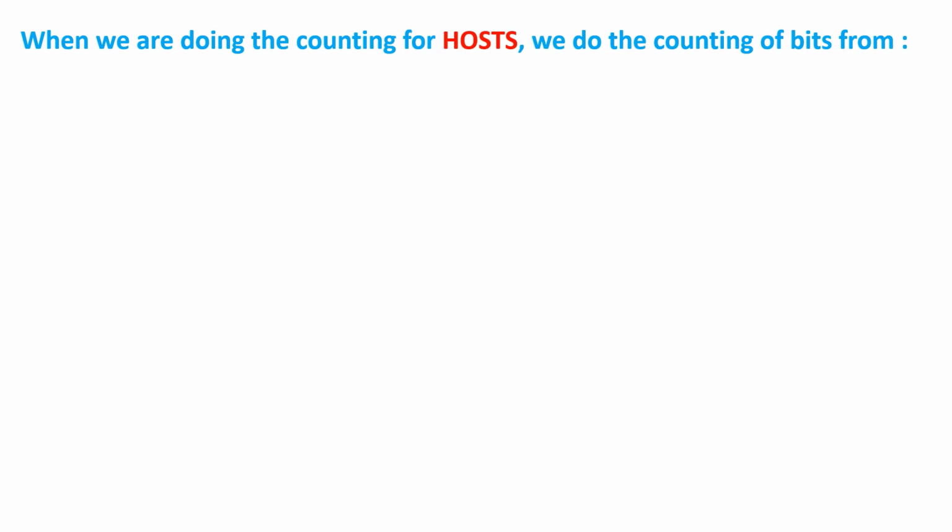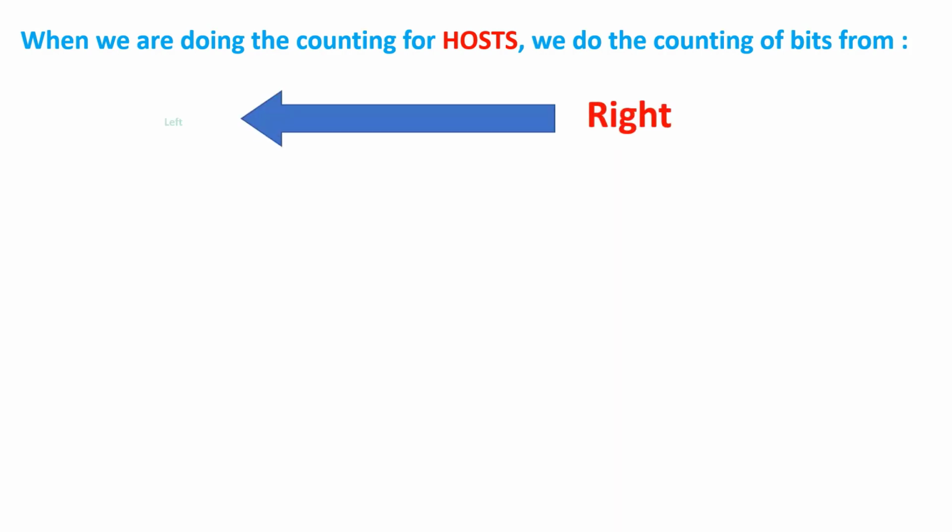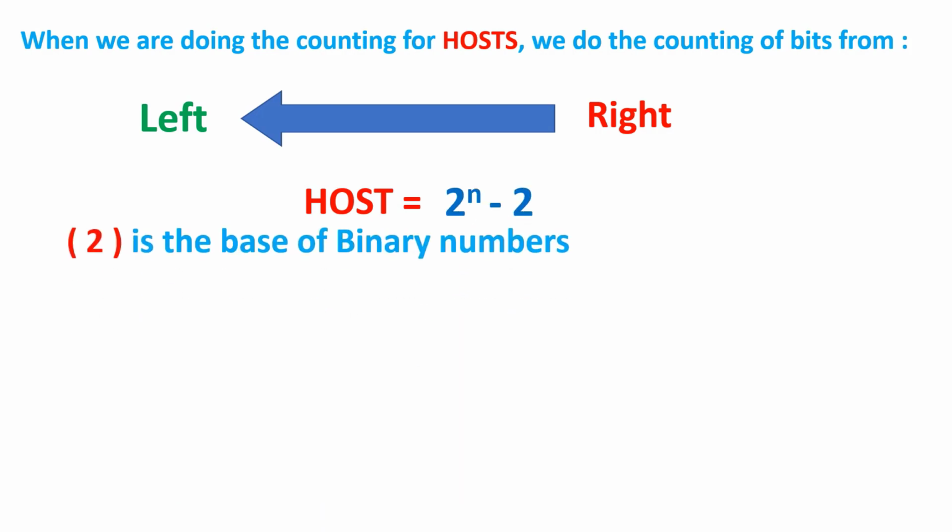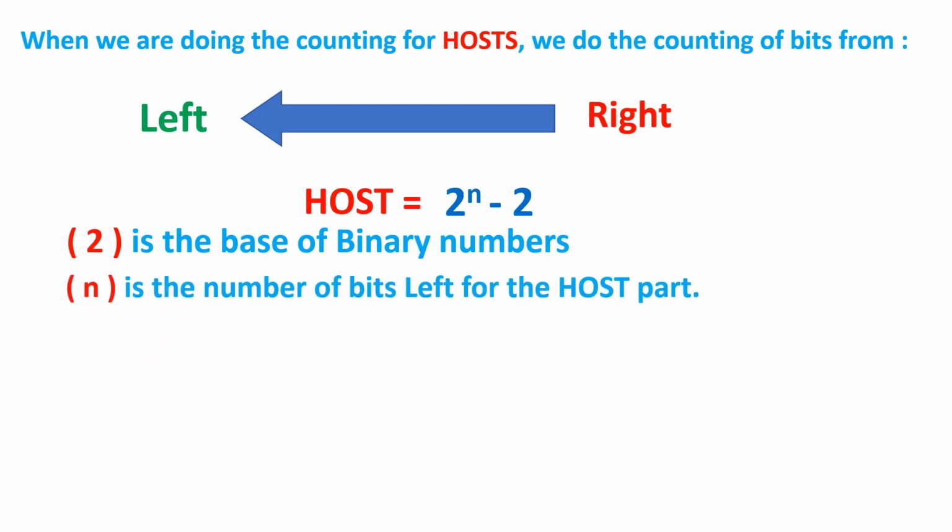When we are doing the counting for hosts, we count the bits from right to left. Hosts equal 2 to the power n minus 2. The 2 is the base of binary numbers, as we learned in previous videos, and the n is the number of bits left for the host part, because first you configure the network and then the remaining bits will be for the host part.